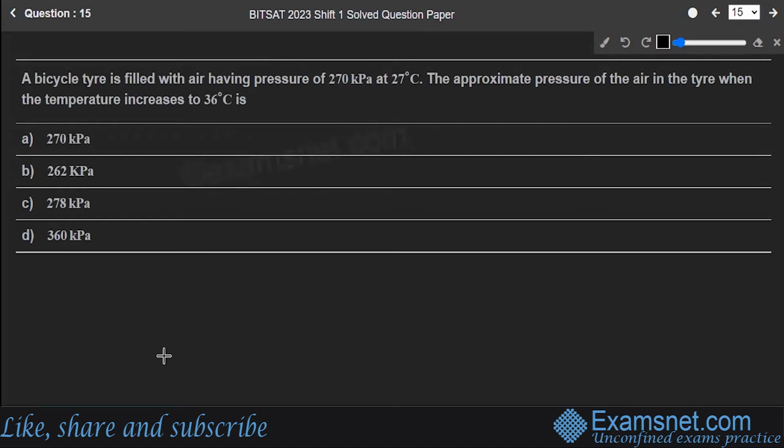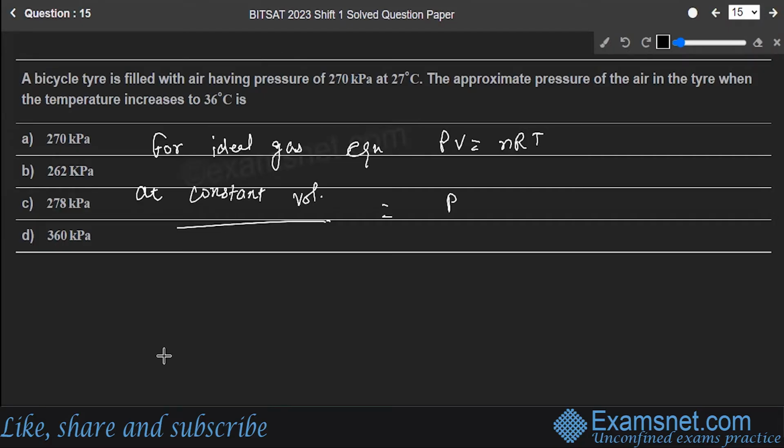A bicycle tire is filled with air having the pressure of 270 kilopascal at 27 degrees Celsius. The approximate pressure of the air in the tire when the temperature increases to 36 degrees Celsius is. You know, for the ideal gas equation, you have PV is equal to nRT. Now at constant volume, because the volume will remain the same, you will have P1 V is equal to, wait for the first one.